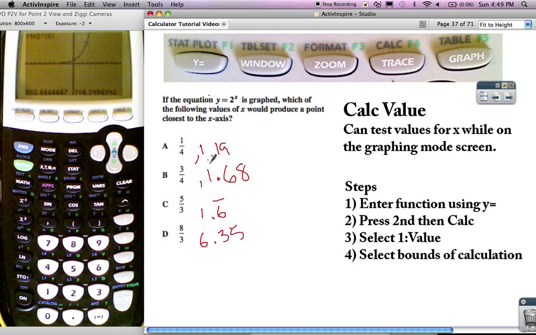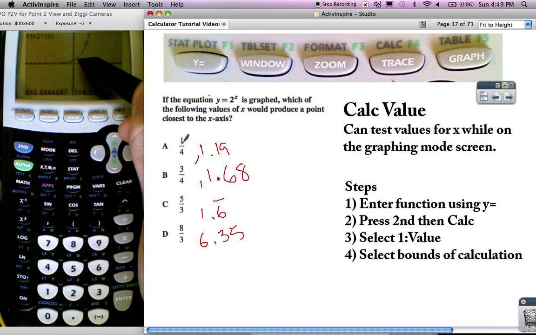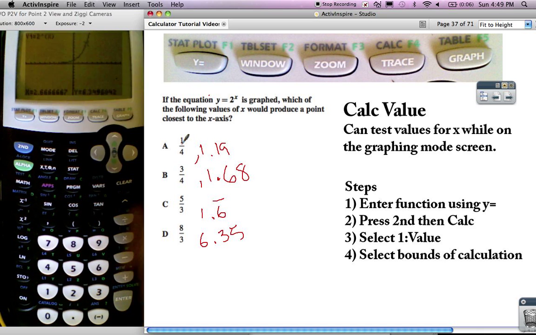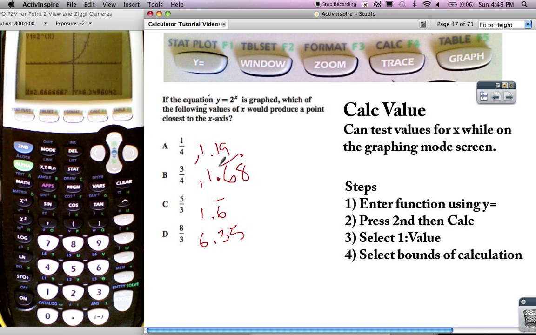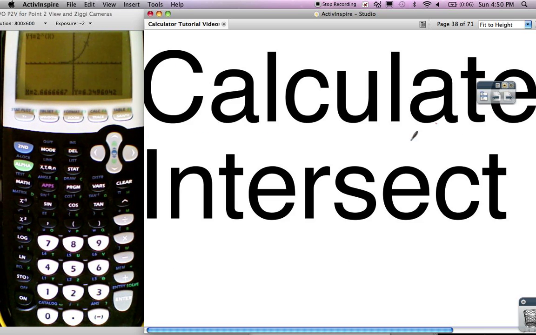So by looking at this, the y values are how far away the function is from the x-axis. So the smallest x value would produce the smallest y value and the one closest to the x-axis. Alright, we're also going to talk about calculate intersections in our next video. Good luck on your finals.